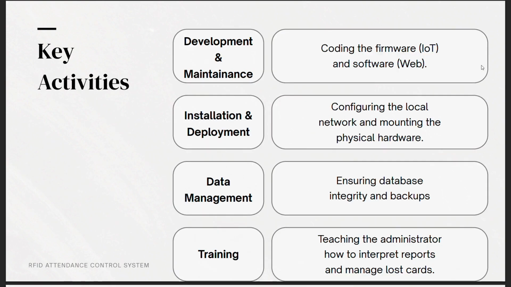For key activities, development and maintenance is basically coding the framework for the IoT system and the software for the web. The installation and deployment is configuring the local network and mounting the physical hardware. The data management is basically ensuring database integrity and backups, and training consists of teaching the administrator how to interpret reports and manage those cards.